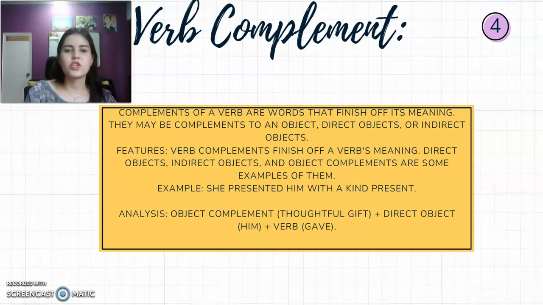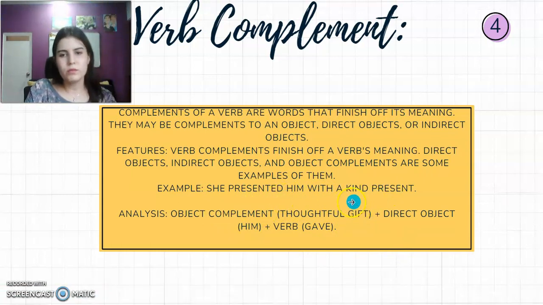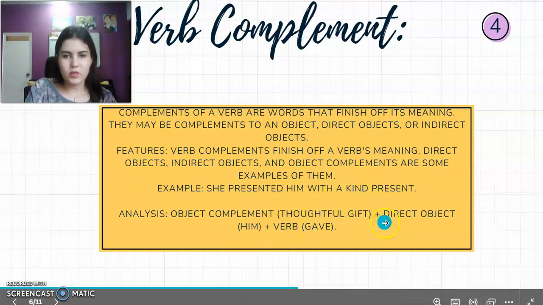For example, we have: she presented him with a kind present. So we know that the analysis is the object complement. The object complement is going to be the thoughtful gift, and the direct object linking with the verb is going to be him, and the verb itself is gave. So the object complement is the thoughtful gift, well, the kind one. The direct object is him, and the verb is gave.